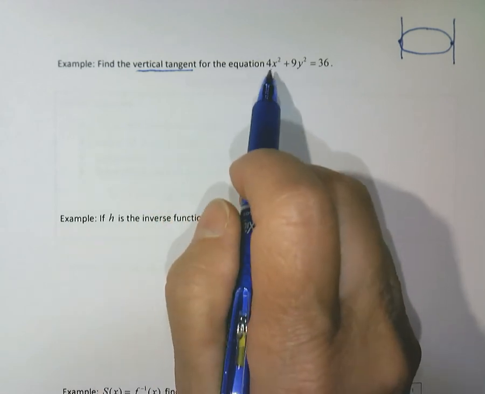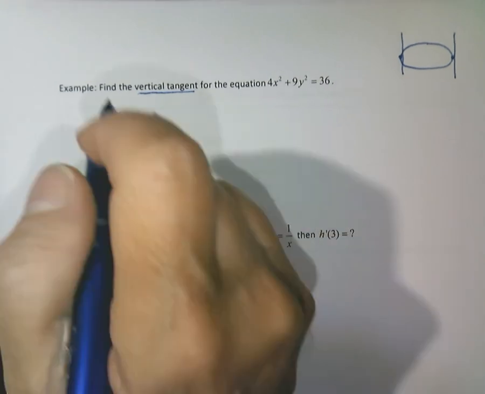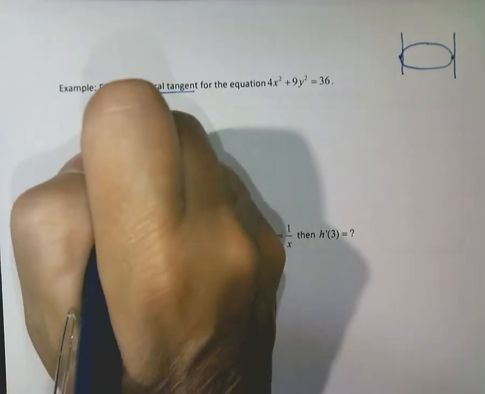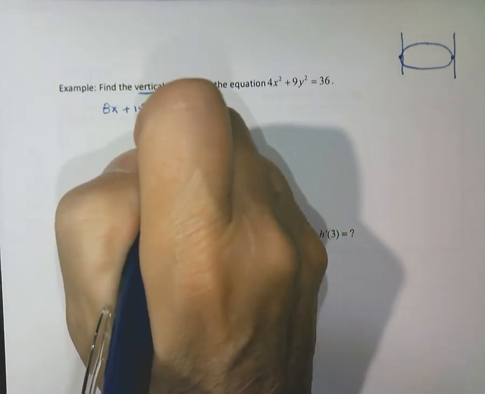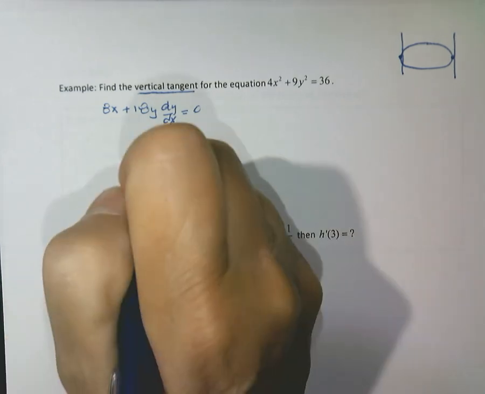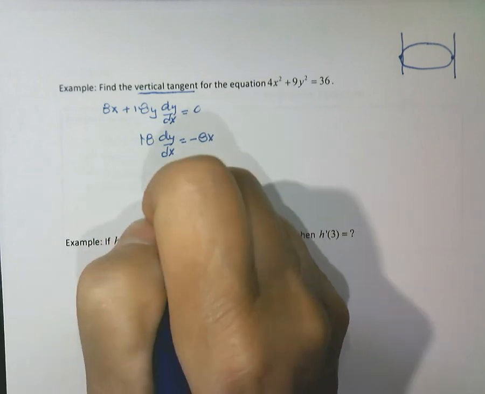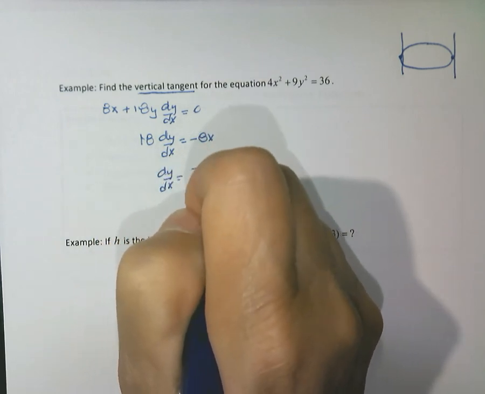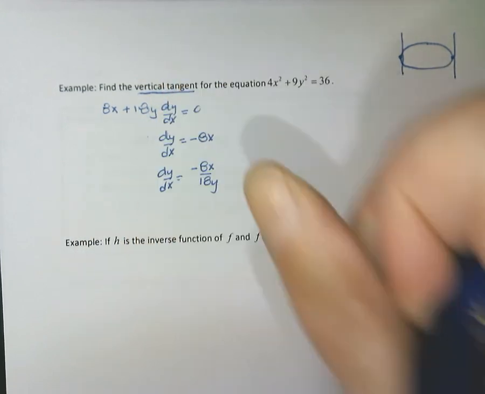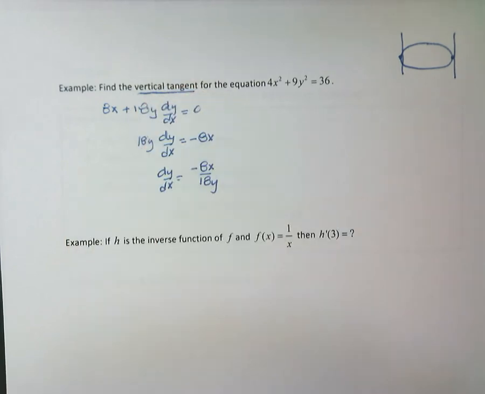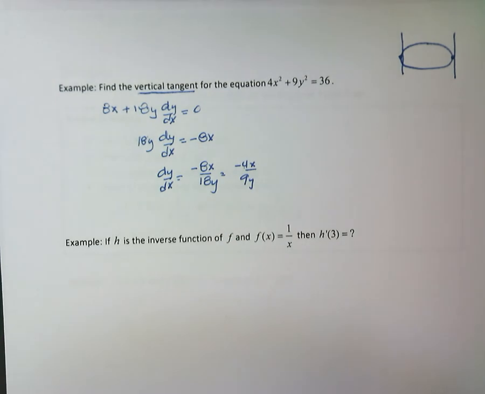So first thing I need to do is go ahead and find the derivative of this. I'm going to have to use implicit differentiation. 8x plus 18y dy/dx equals 0. We solve this for dy/dx. So dy/dx is equal to negative 8x over 18y. Oops, forgot to write the y there. So this is going to be negative 4x over 9y. And you don't have to simplify.